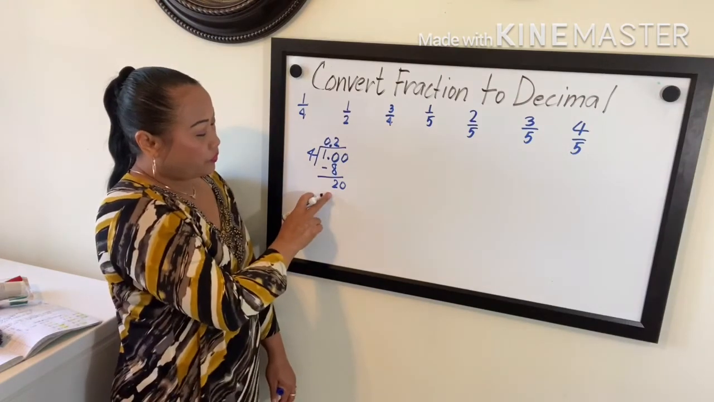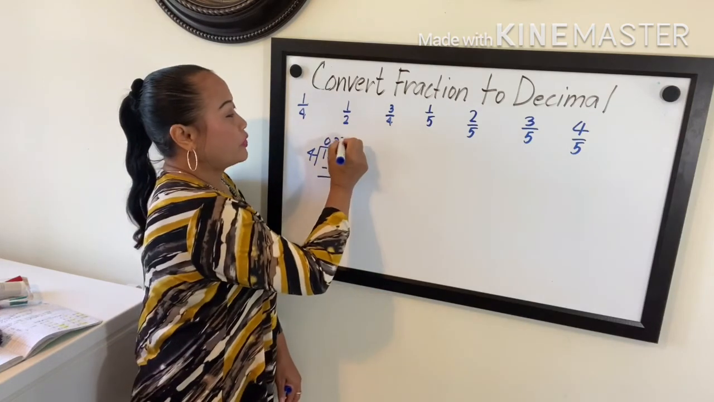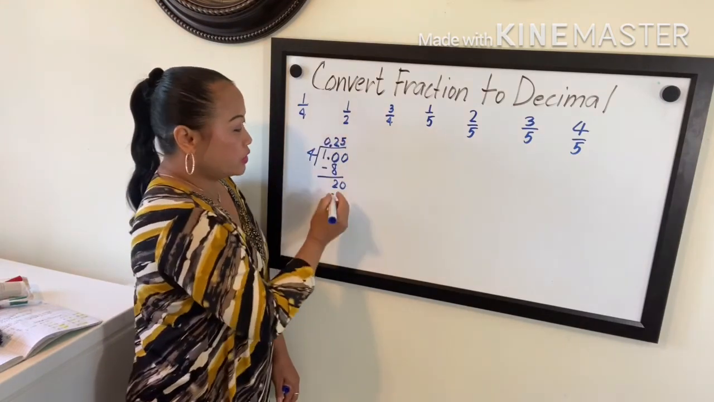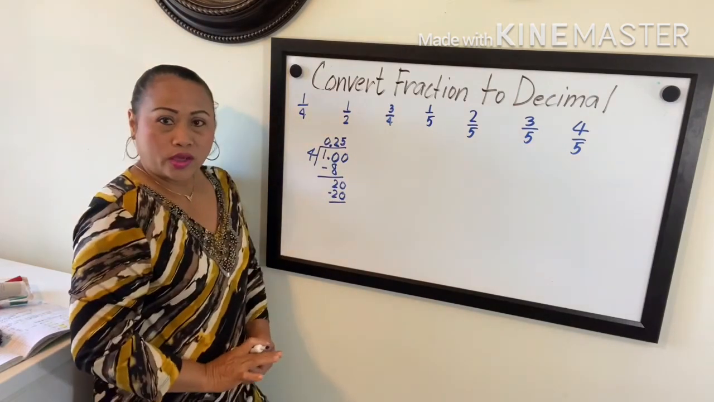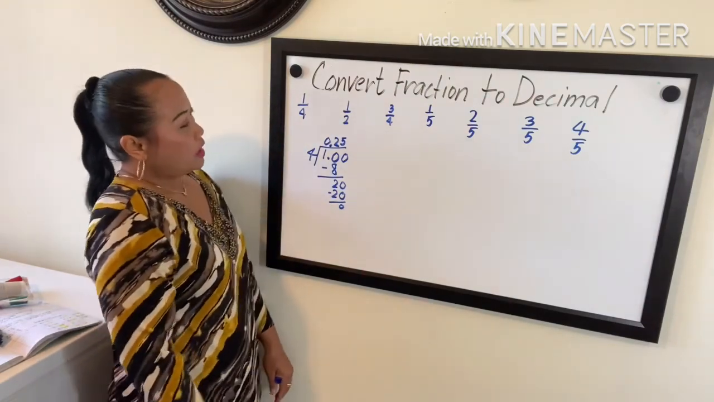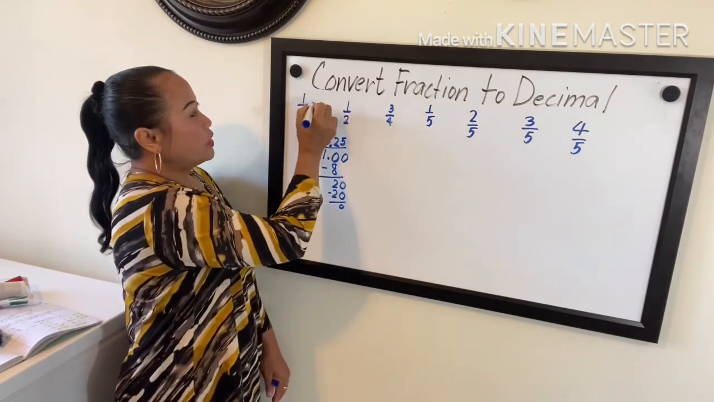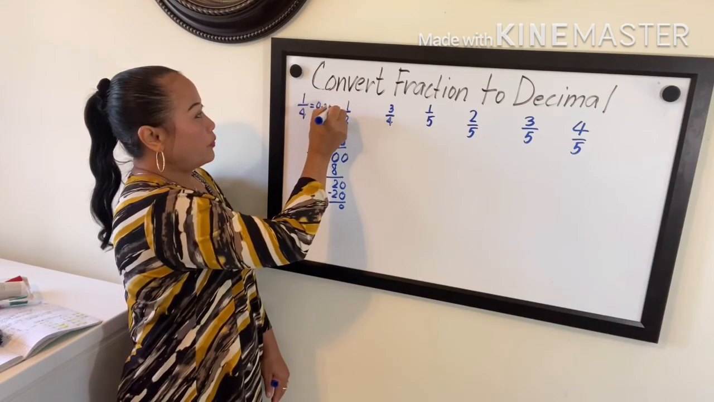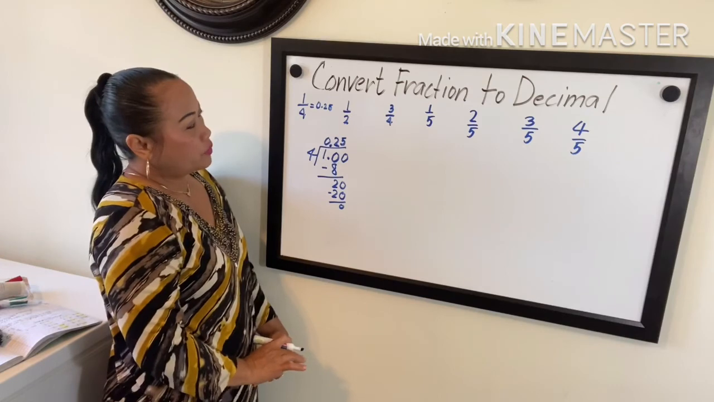So now 20 divided by 4 is 5. 5 times 4 is 20. Now we will subtract. 20 minus 20 is 0. So our answer is 0.25. So 1/4 is equal to 0.25.